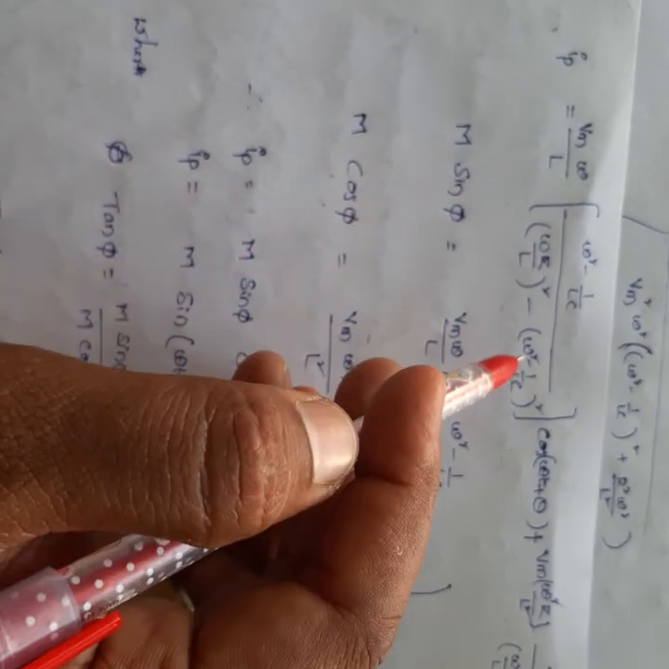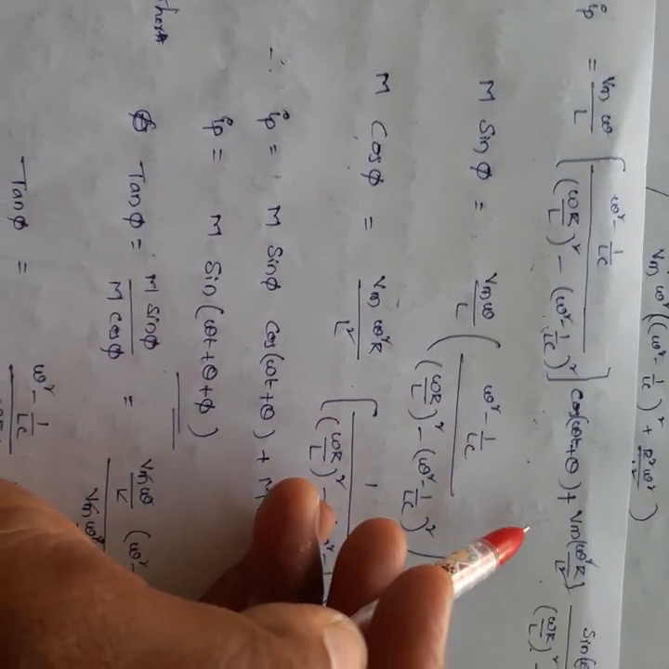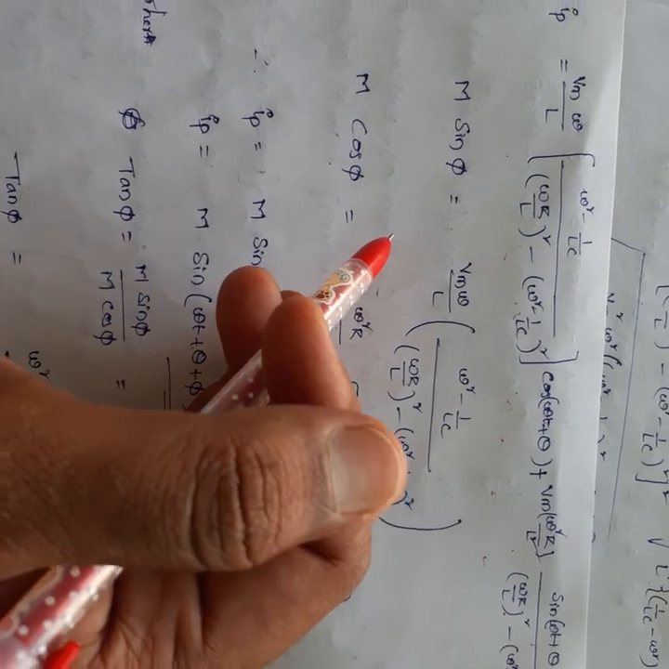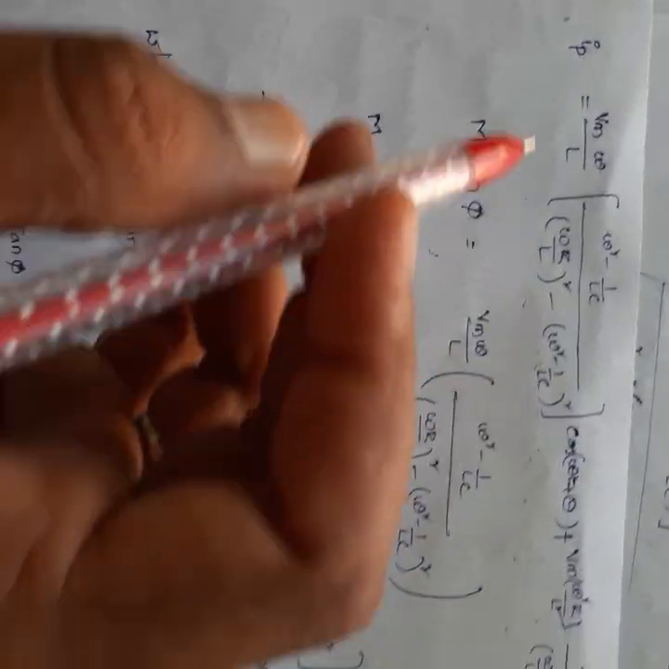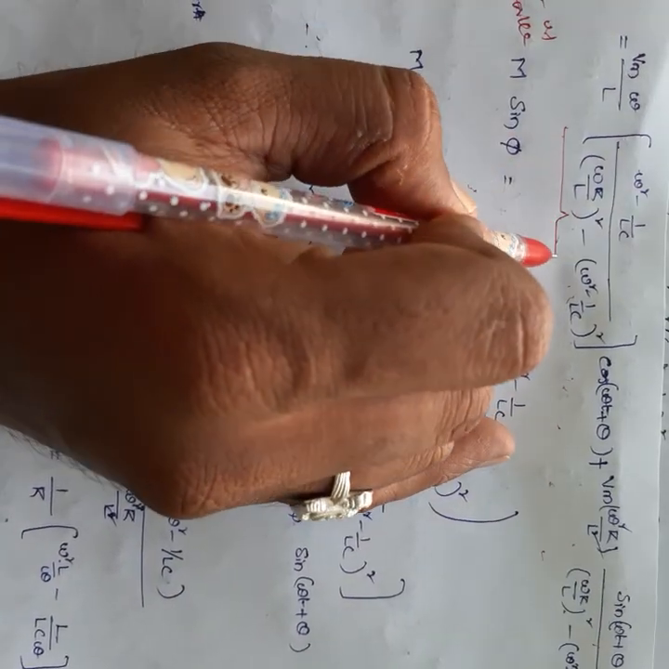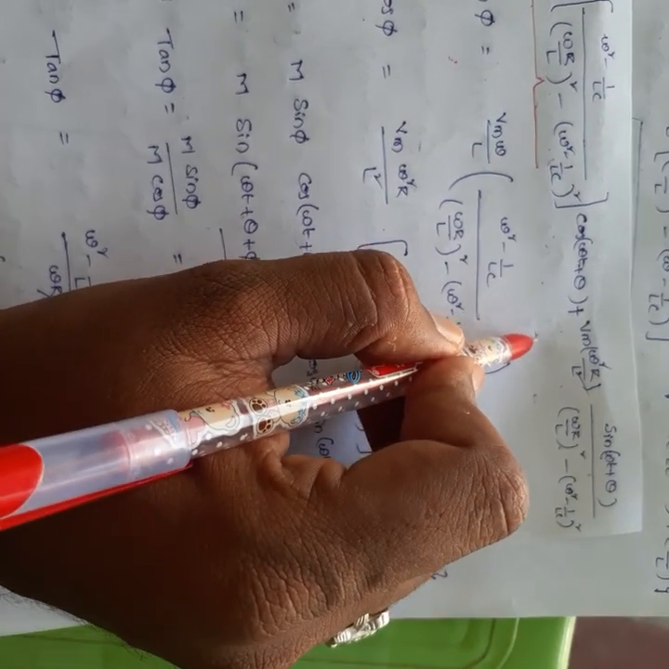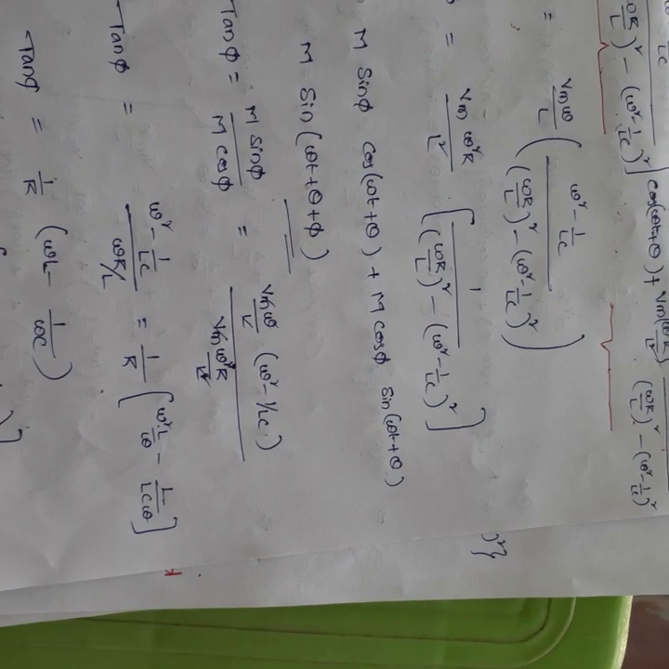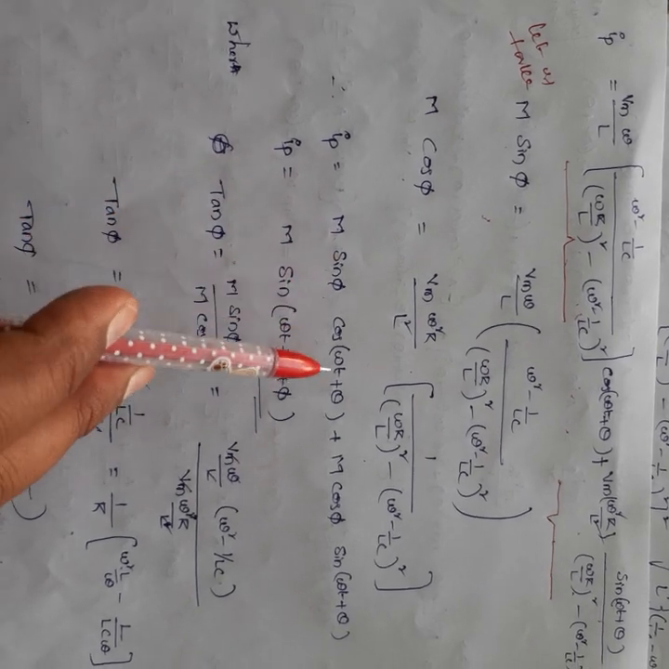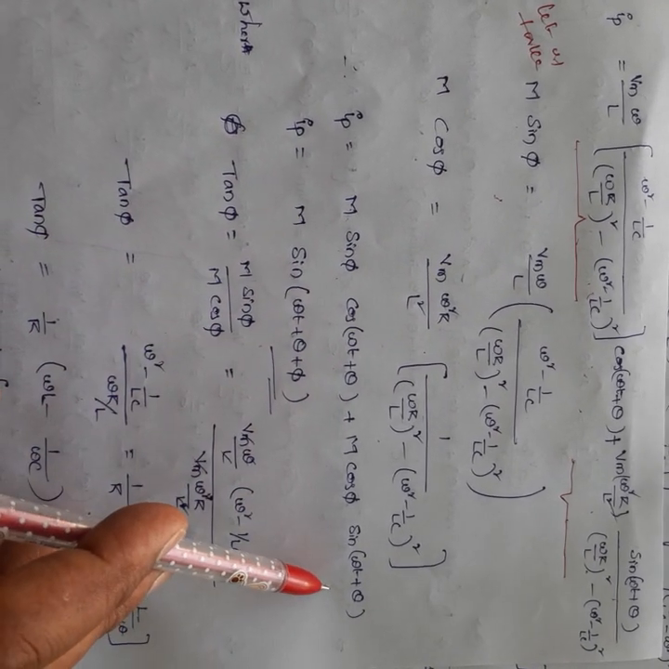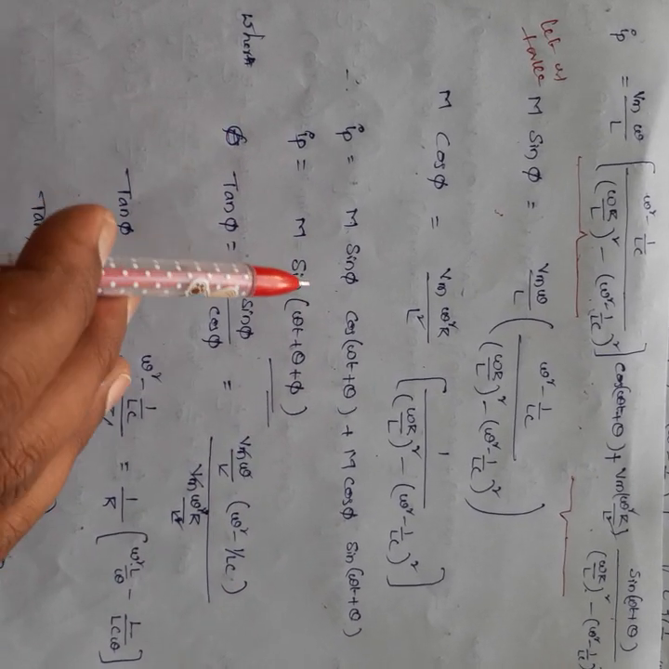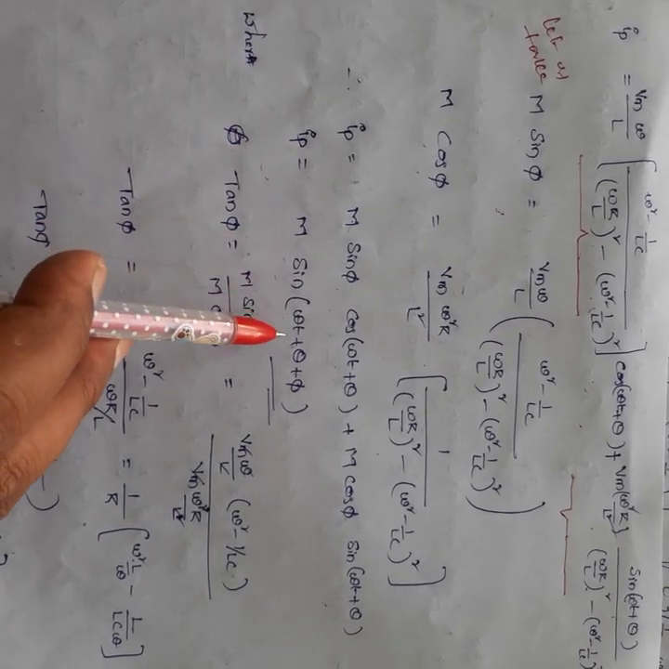So Vm ω / L into cos(ωt + θ) and another constant value into sin(ωt + θ). For simplification, I take m sin φ equal to this value and m cos φ equal to that value. Both I take here, and simply write ip equals m sin φ cos(ωt + θ) + m cos φ sin(ωt + θ), which is the sin(A + B) formula. So I simplify that: ip equals m sin(ωt + θ + φ).